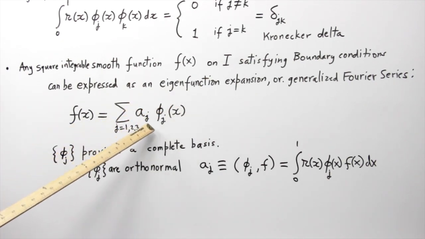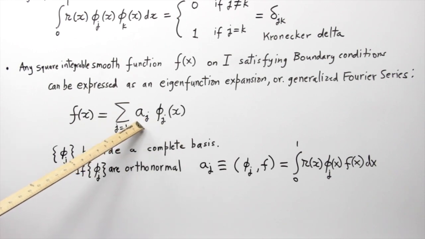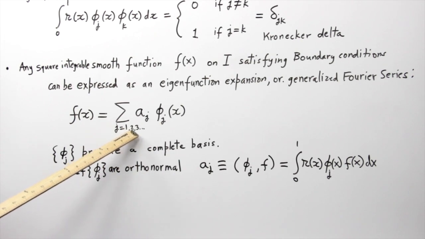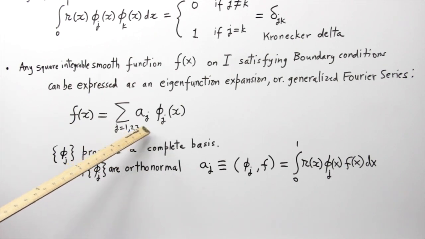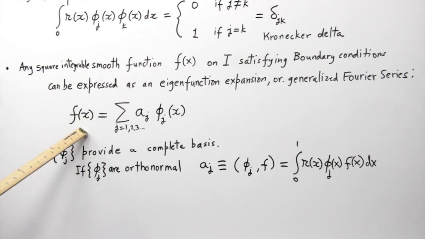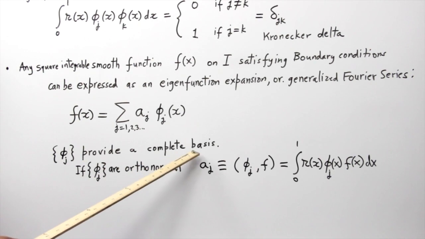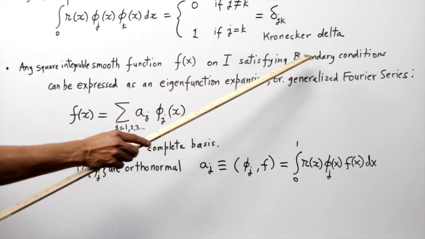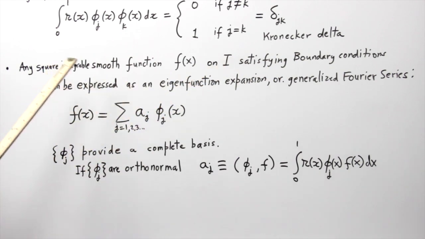So f of x can be expanded as a series with coefficients a sub j corresponding to the eigenfunction phi j, with j summed from 1, 2, 3 all the way up to infinity. And of course in practice it can be truncated at some value. This sum can be very useful in terms of approximating the function. And so the same thing can be said in another way. We can say that the set of functions phi j provide a complete basis for arbitrary functions f of x on I, which satisfy the boundary conditions and this integrability requirement.